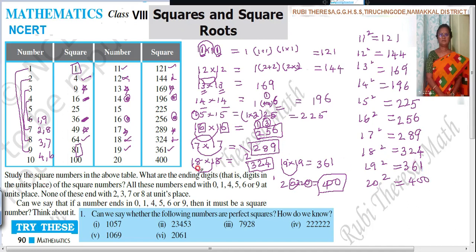Here you see the instructions. The square numbers, the ending digits will be, you observe this, 0, 1, 4, 5, 6 or 9. What are the numbers that are not there? You see here, there is a gap. That is 2 and 3. Here you see, between 6 and 9, 7 and 8. So, none of these square numbers end with 2, 3, 7, 8.